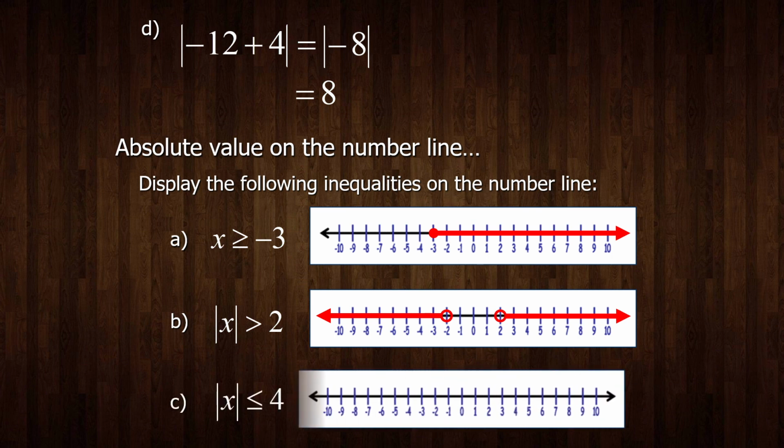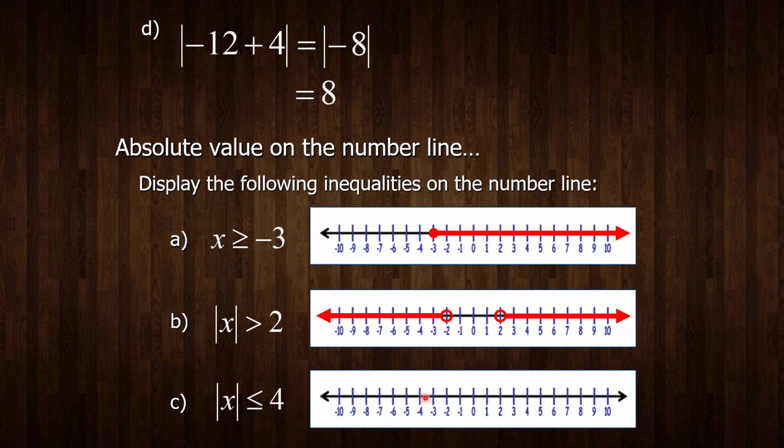One more here. The absolute value of x is less than or equal to 4. Okay, let's think about again what absolute value really means. We're looking for numbers whose distance from 0 is less than or equal to 4. So we want all the numbers whose distance from 0 is 4 or less. Well, that's going to be all the numbers in this area here. Any number in this area here, its distance from 0 is 4 or less.